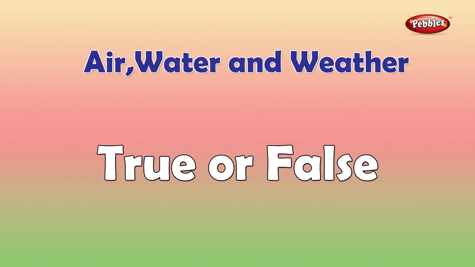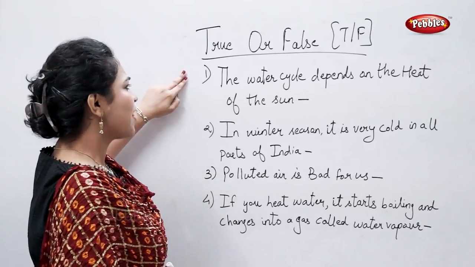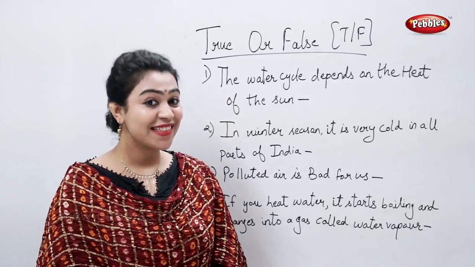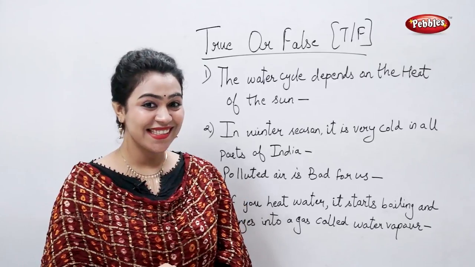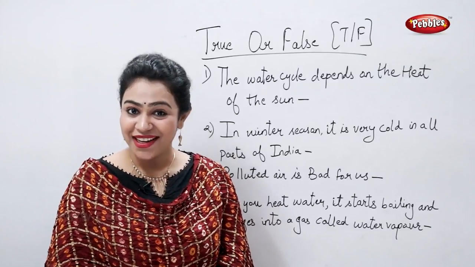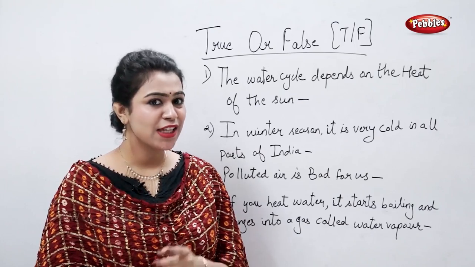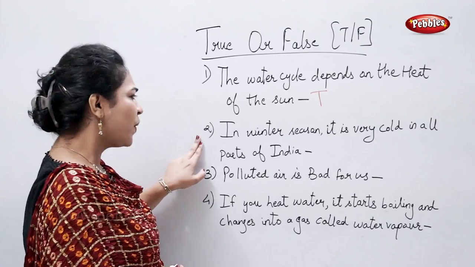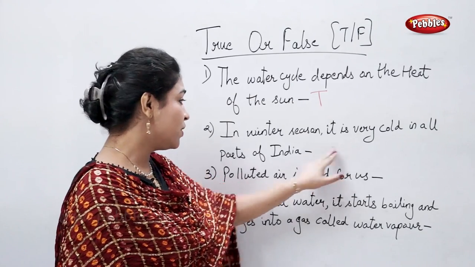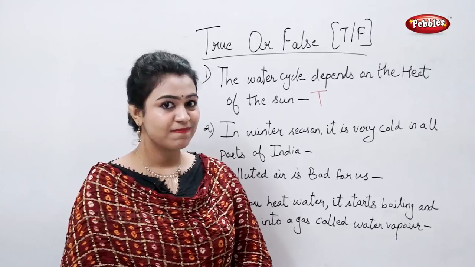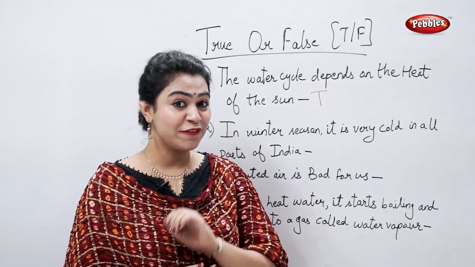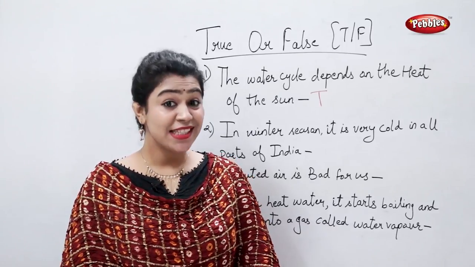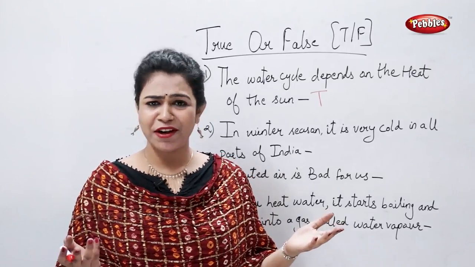True or false? The water cycle depends on the heat of the sun. Tell me, is it a true or a false? Come on. Yes, that's true. In winter season, it is very cold in all parts of India. Is it a true or a false? Tell me, false. In some parts of India, it is not very cold.